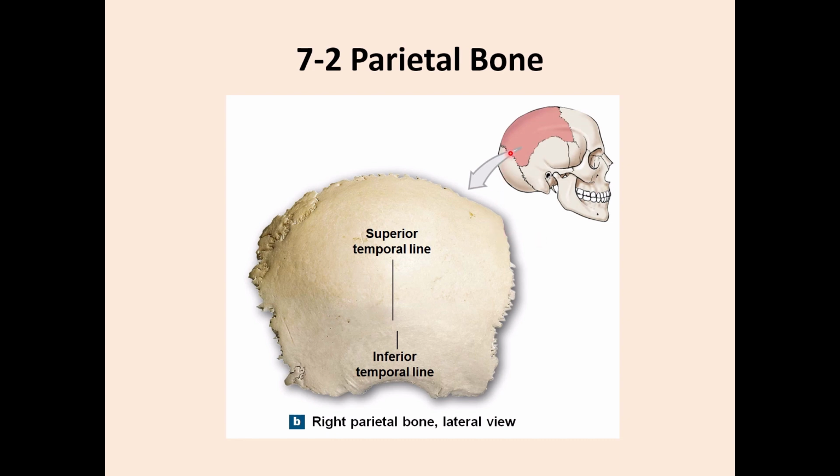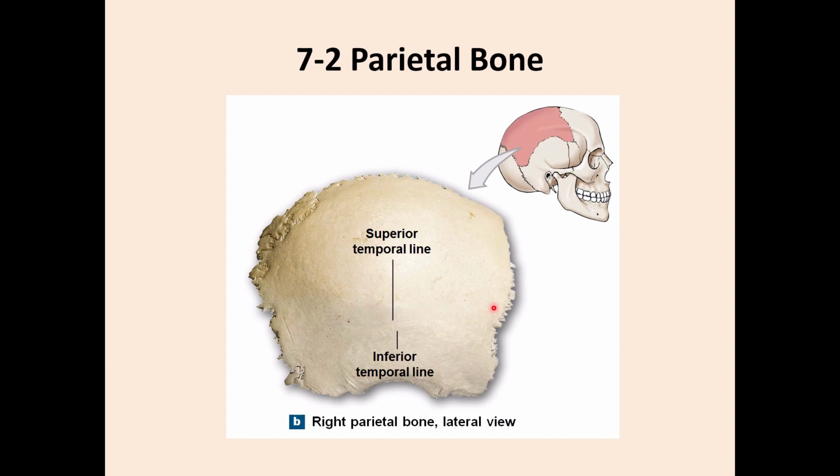Okay, so this is the parietal bone. There are two of them, located laterally and superiorly. There's not much going on there. This is a flat bone, and there are some lines here which are difficult to see in this image. One is here, one is here. Different muscles attach to them, and they are called the superior and inferior temporal lines.